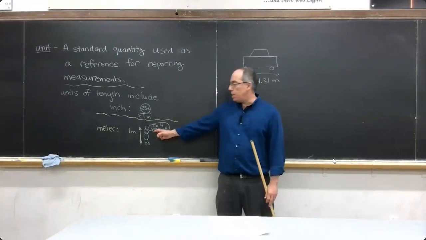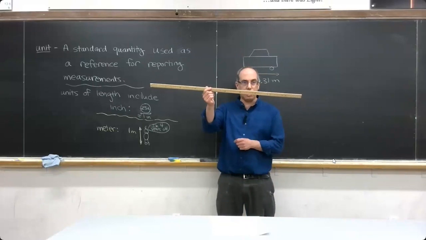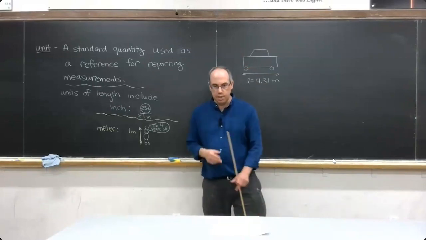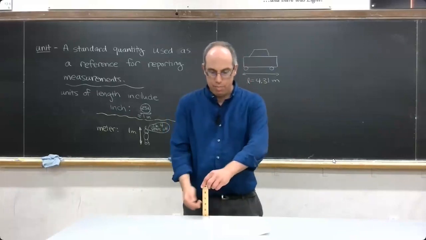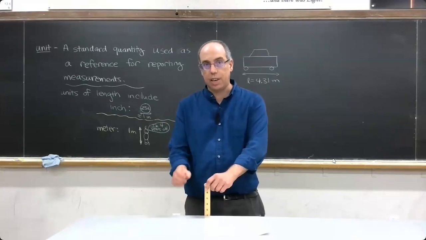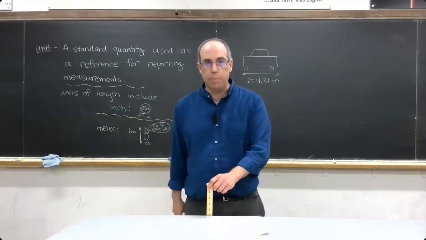A meter is about the height of a 4-year-old kid, so this is a meter stick right here. Once we agree on what a meter is, I could then, for example, measure the height of this desk and then tell you that this desk is 0.87 meters tall, and you would know what that means as well.